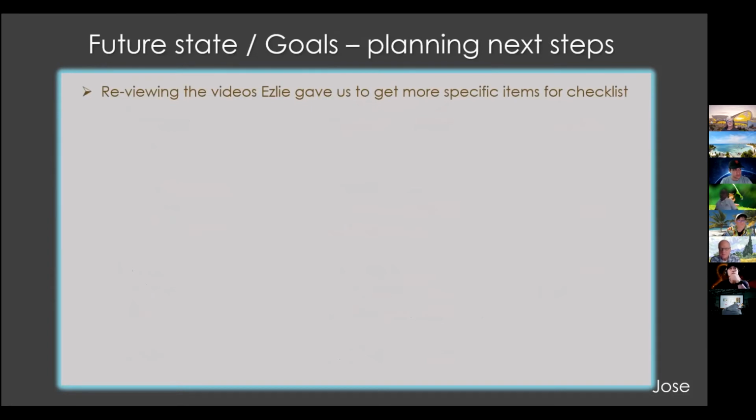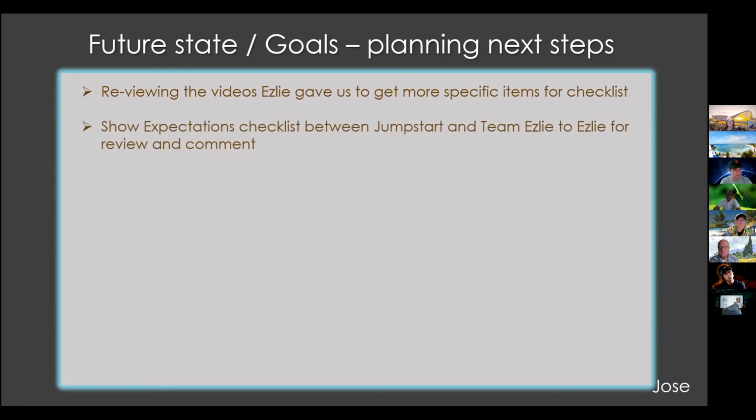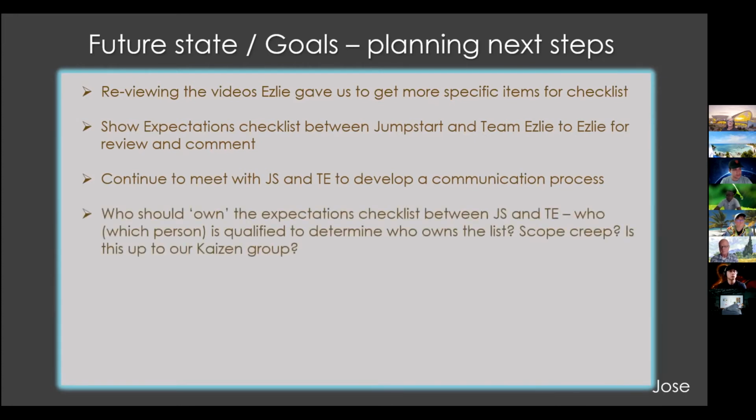For the future state, what we have more to do is reviewing the videos Esley's gave us to get more specific items for this checklist, and show the expectation checklist between Jumpstart and Team Easley for review and comment. Continue to meet with Jumpstart and Team Easley to develop a communication process, and who should own the expectation checklist between Jumpstart and Team Easley. And who will be the qualified person to determine who owns the list.